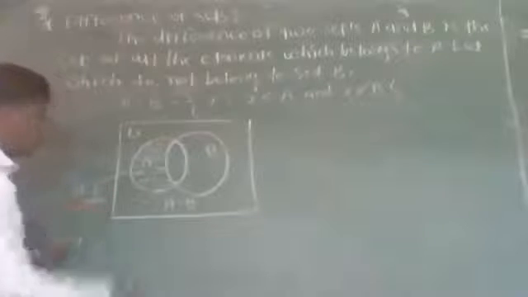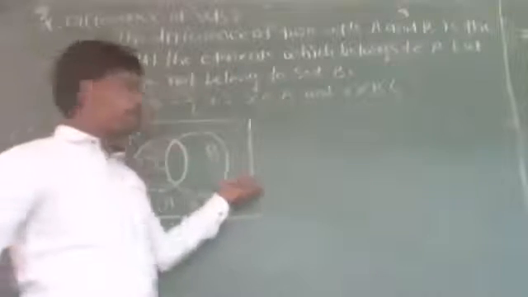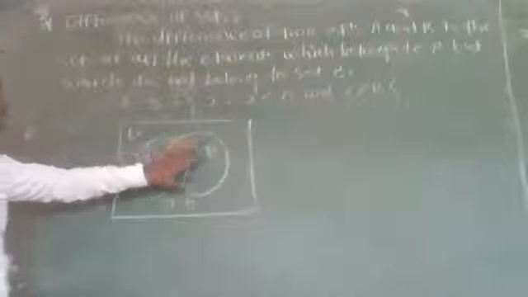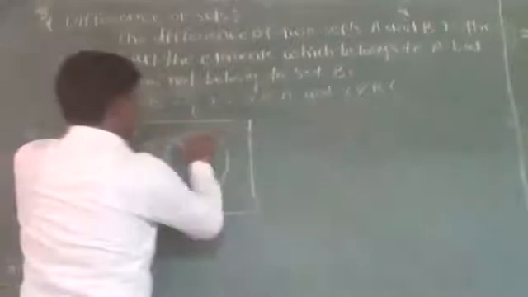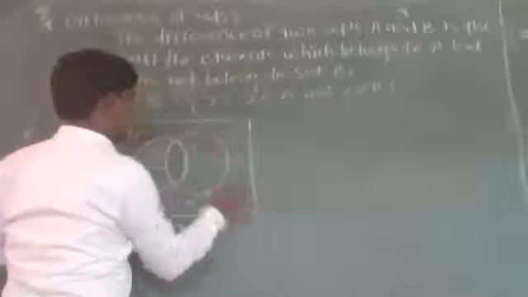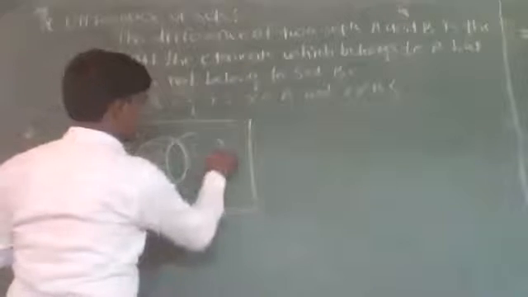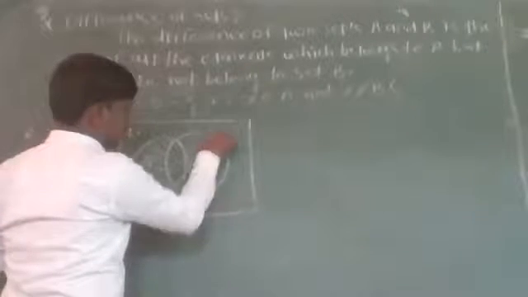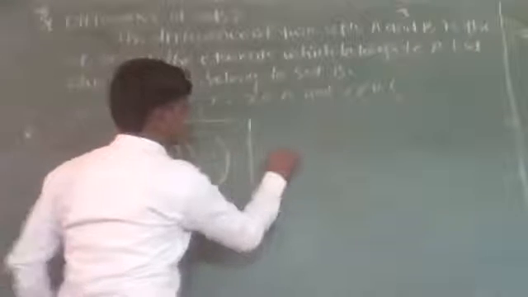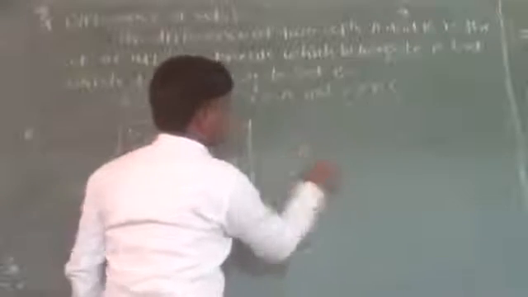And now we have to find B minus A. That is, we have to eliminate all those elements from set B which are members of set A. Again, this part is common to both sets. Therefore, we remove this part, and the remaining part is B minus A.